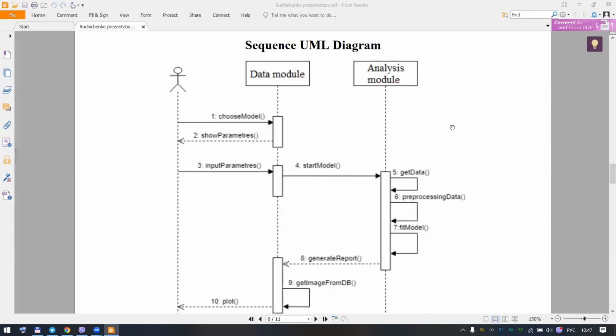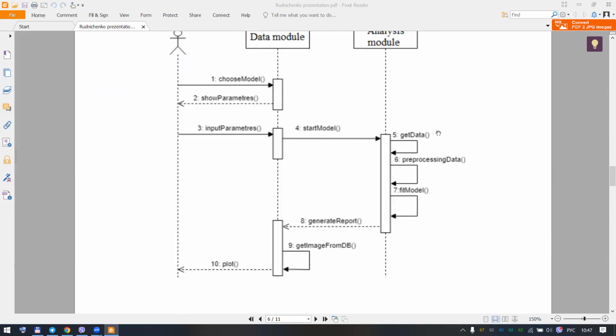On this slide, we can see the sequence UML diagram that shows that the user chooses a model. In the data model, he can see the parameters of the model which he wants to create, and after inputting parameters and starting the process of training a model and building a machine learning model, he can get the results of the analysis model and see the final plots with graphs and results of metrics.